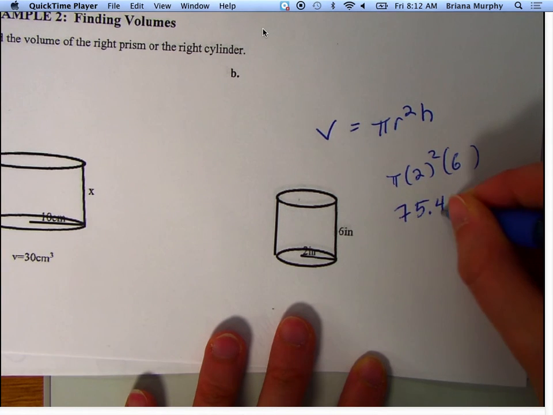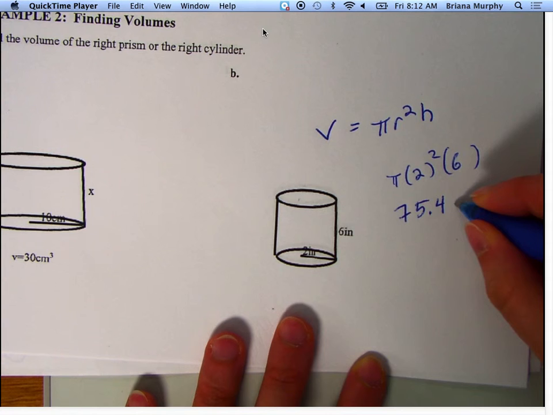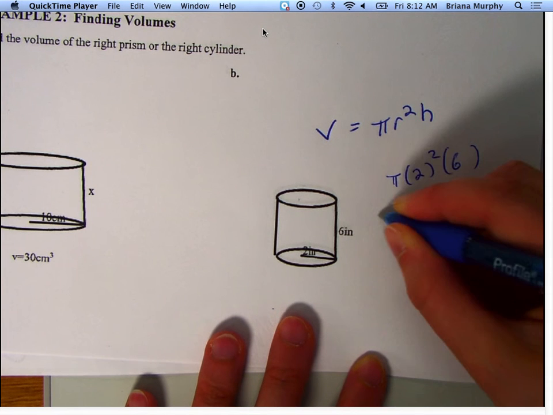Okay, we get 75.4, I'm going to round, inches cubed equals my volume.